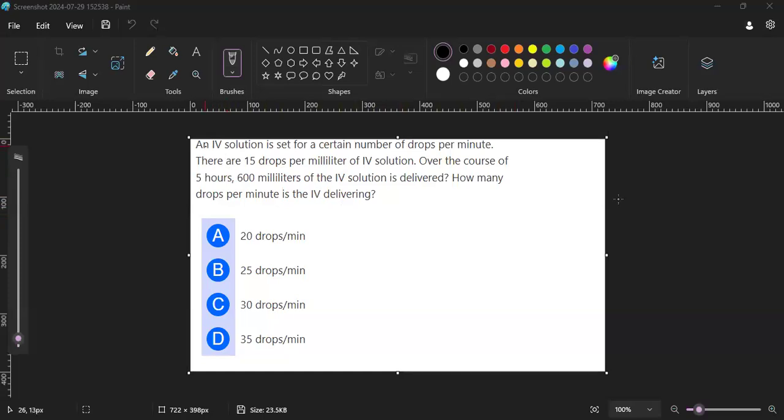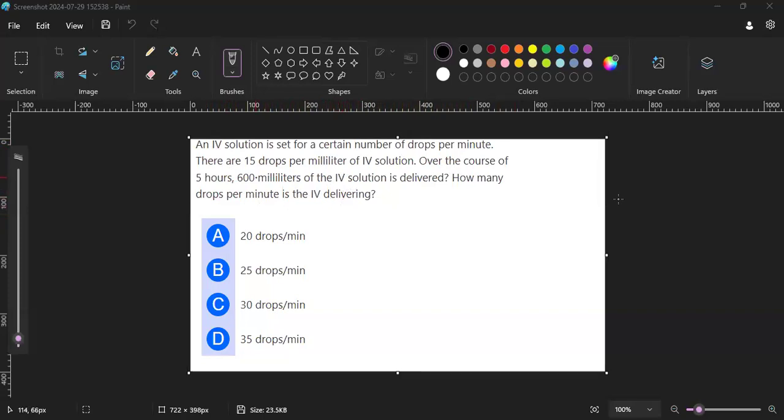Okay, so it says an IV solution is set for a certain number of drops per minute. There are 15 drops per milliliter of IV solution. Right, so that's good to know. Over the course of 5 hours, 600 milliliters of the IV solution is delivered. How many drops per minute is the IV delivering?